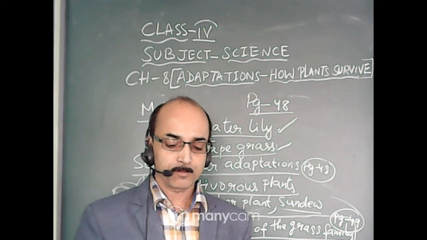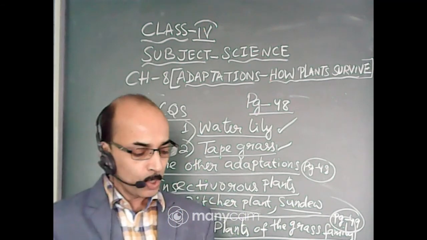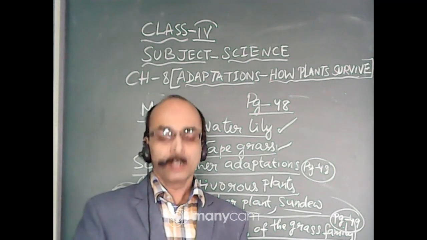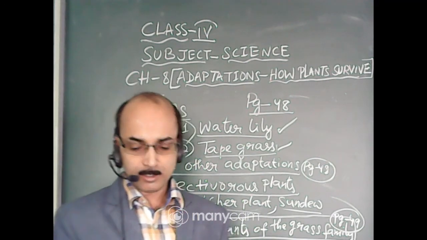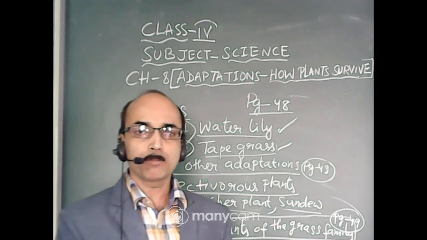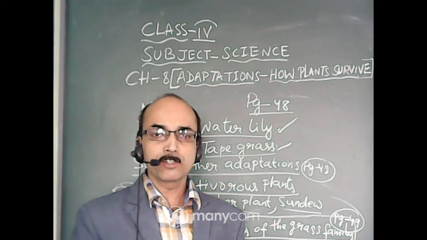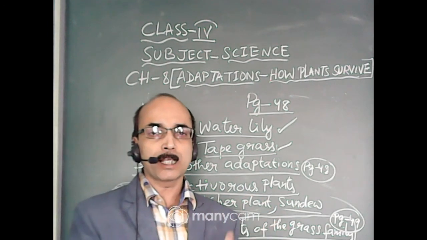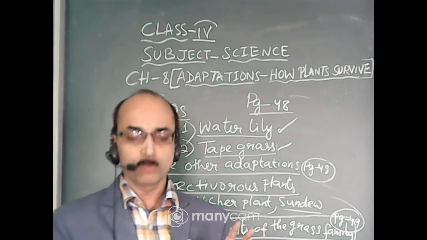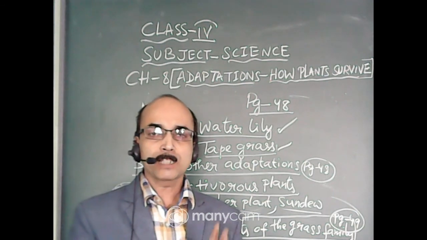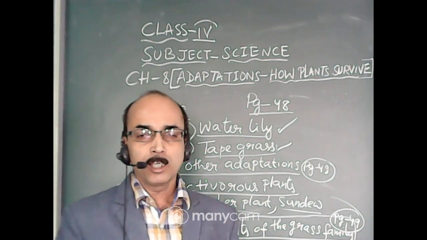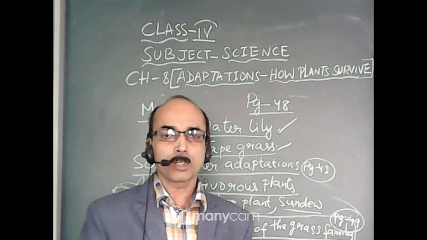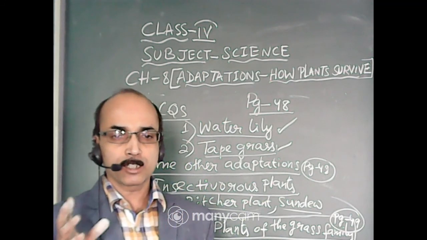Okay, so that's all for today, children. We have completed this chapter, chapter number 8, adaptations, how plants survive. A very interesting chapter. We have learned about terrestrial plants and aquatic plants and the usefulness of some of the plants from the grass family. You will go through the chapter, study at home and go through the chapter well. You will find it very interesting.